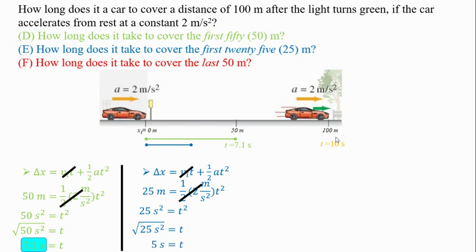All right. Listen to that again. If it doesn't make sense, see me. All right. So here we go. Part F asks you how long does it take to cover the last 50 meters. Well, to cover the last 50 meters, we kind of know the answer already here, right? We've already found that it takes 10 seconds to cover the full 100. We know that it takes 7.1 seconds to cover the first 50. So, well, it already took 7.1 seconds to get to the 50-meter mark, and then it takes only 10 seconds to get the whole thing.